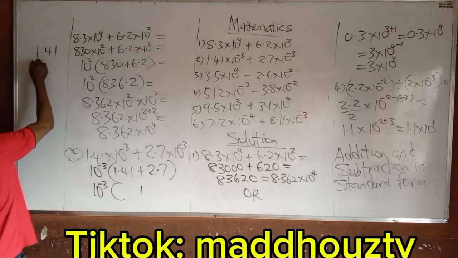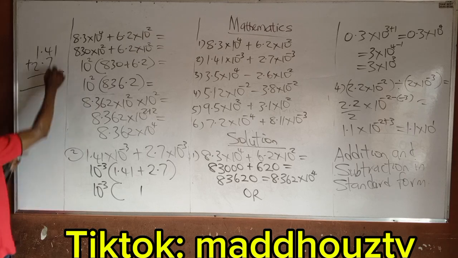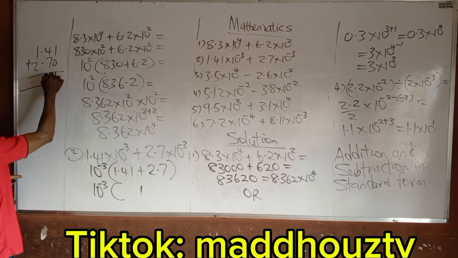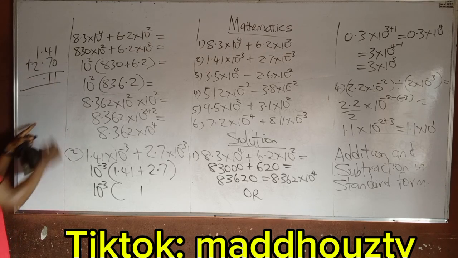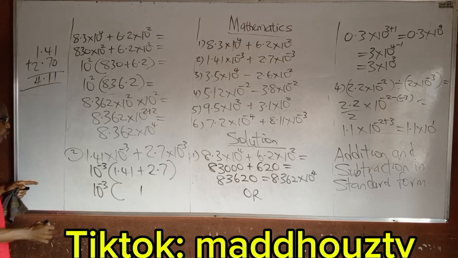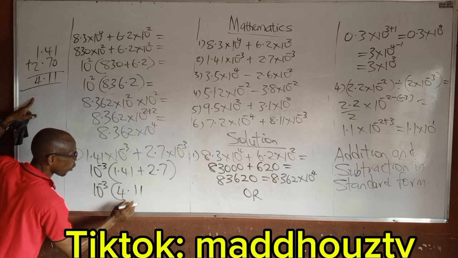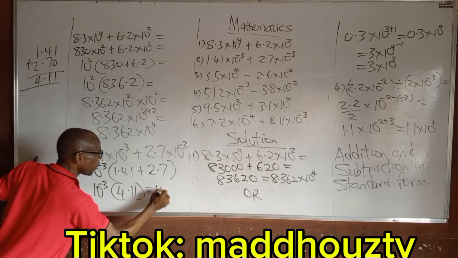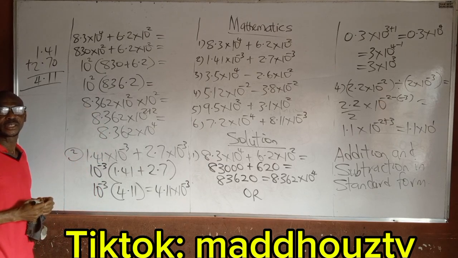1.41 and we have 2.7. We are adding. So 1 plus 0 here gives you 1. 4 plus 7 gives you 11. We have 1, carry 1. 1 plus 2 is 3, plus the 1 we carried gives you 4. So we now have 4.11. So our answer is 4.11 times 10 raised to the power minus 3.